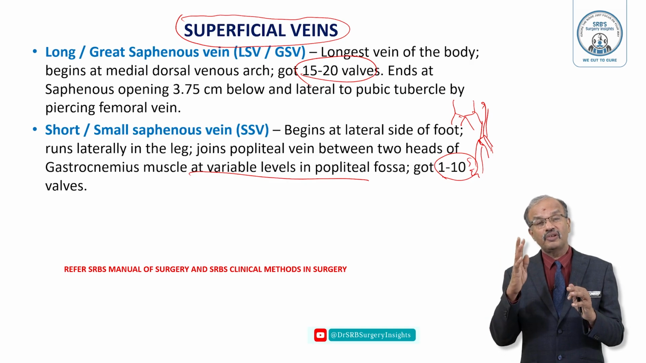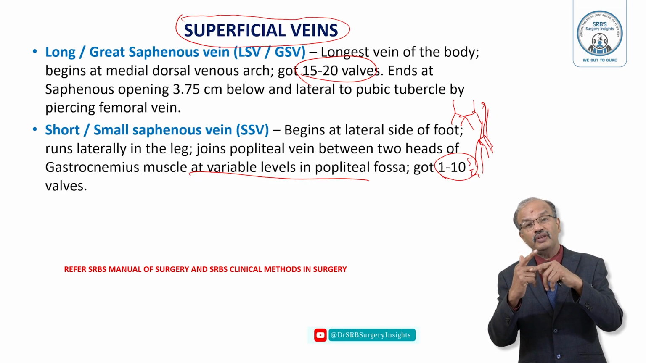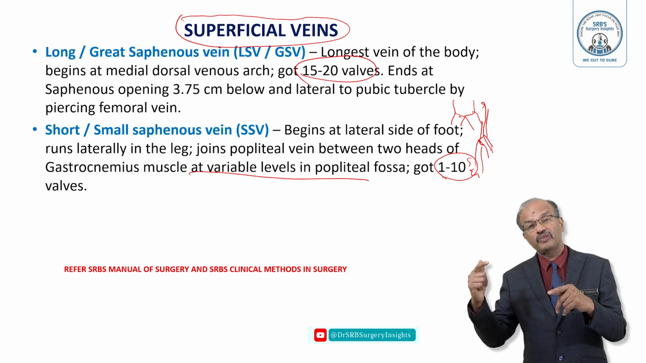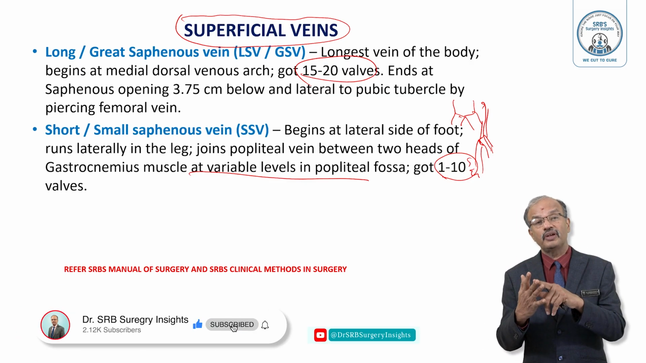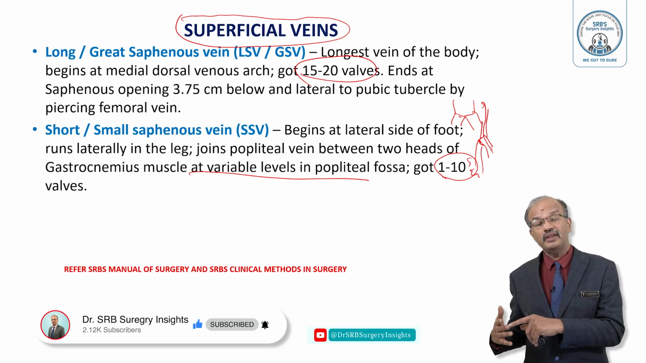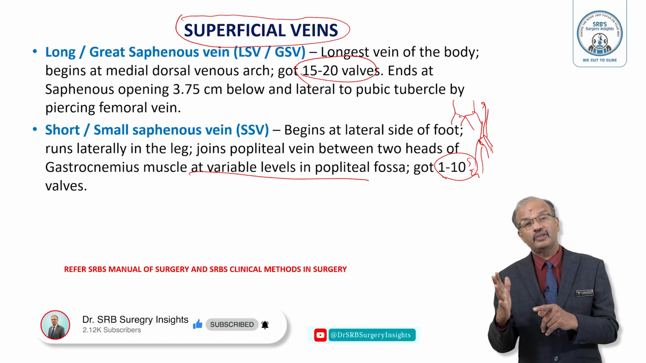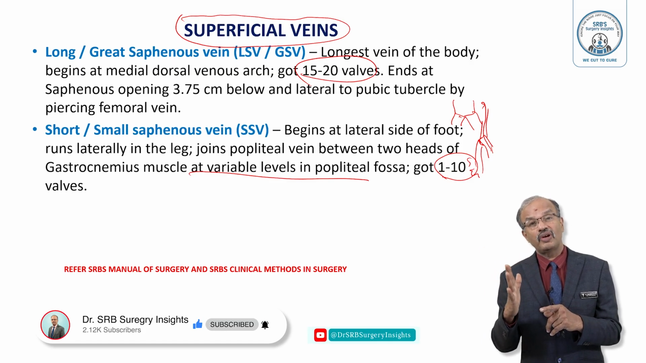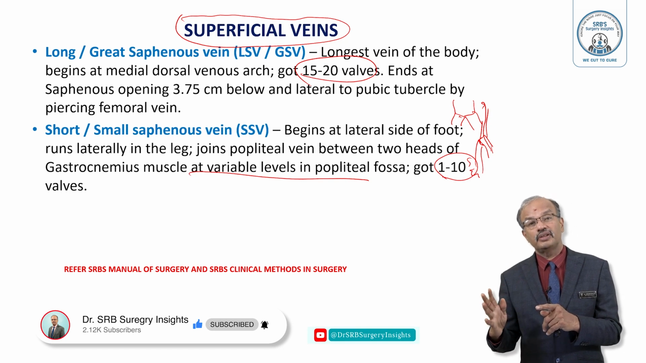So either incompetency of the valve where the great saphenous vein joins the femoral vein can cause long saphenous vein incompetence and varicose veins, or the short saphenous vein into the popliteal vein. Incompetence at the sapheno-popliteal junction will cause varicose veins laterally, of the short saphenous vein. The sapheno-femoral junction, SFJ it is called, 3.75 centimeters below and lateral to the pubic tubercle, will cause great saphenous vein varicose veins.